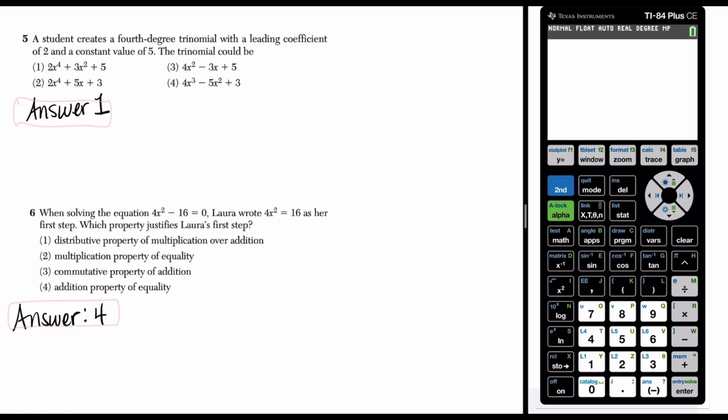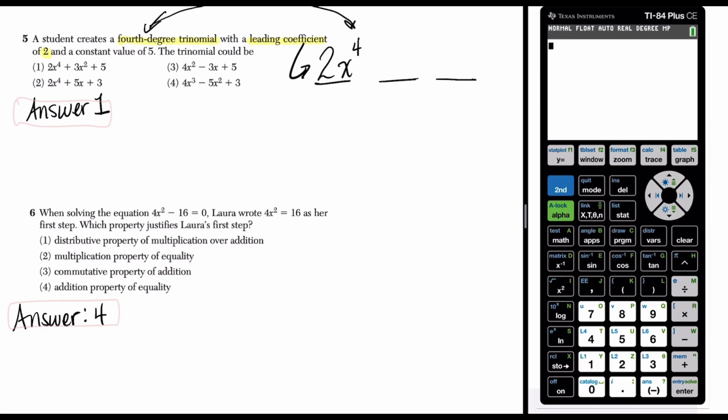So in 5, they're saying a student creates a 4th degree trinomial. Trinomial just means I'm going to have 3 terms, and 4th degree means that my x is going to be to the 4th power. That's my 4th degree. And then it also says my leading coefficient is 2. So that means there's going to be a 2 in front. That's my coefficient.